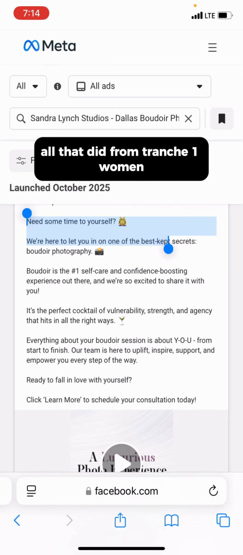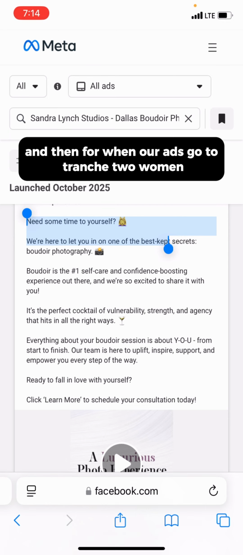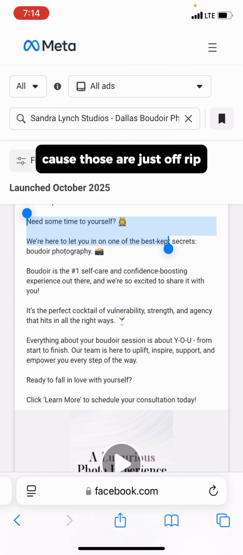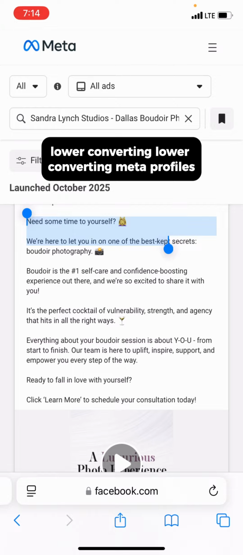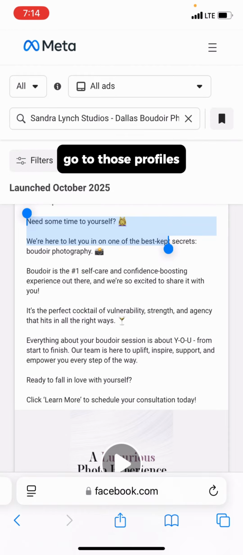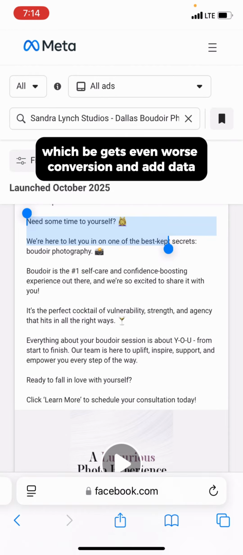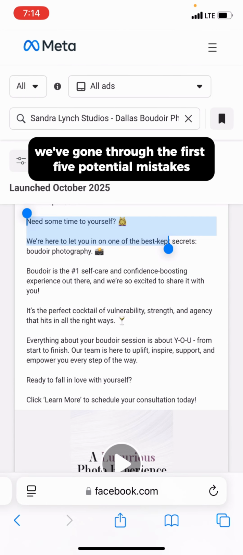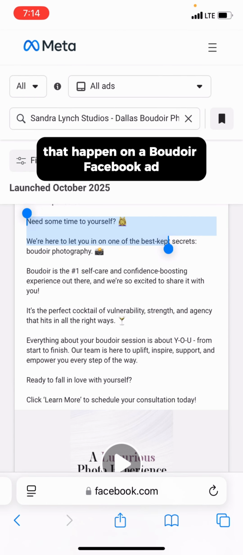All that data from tranche 1 women, and then when our ads go to tranche 2 women, we get the same ad spend, lower conversions, because those are just, off the rip, lower converting Meta profiles. So only the ads with bad initial data go to those profiles, which begets even worse conversion and ad data. And, again, downward spiral of despair, ad burns out, ad dies out, refresh creative. All right, so that's the See More headline. So we've gone through the first 5 potential mistakes that happen on a Boudoir Facebook ad.